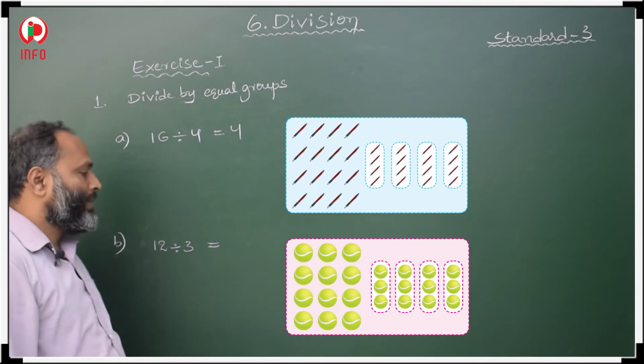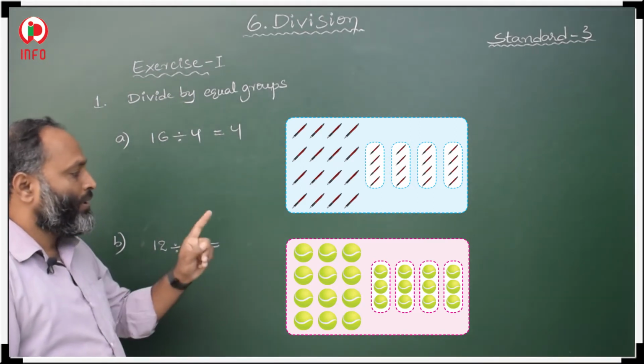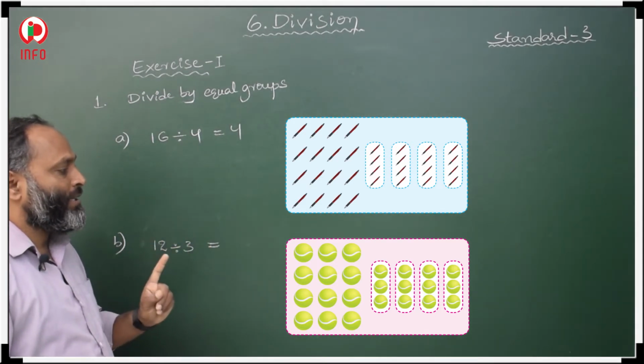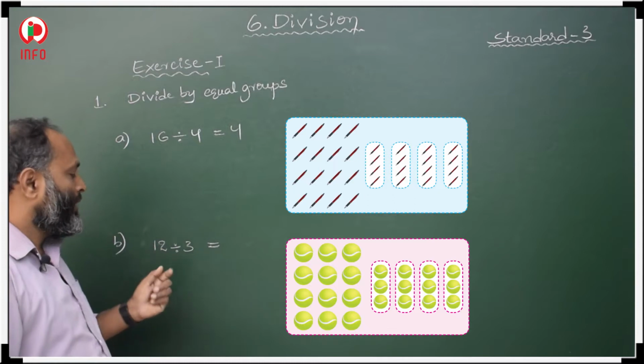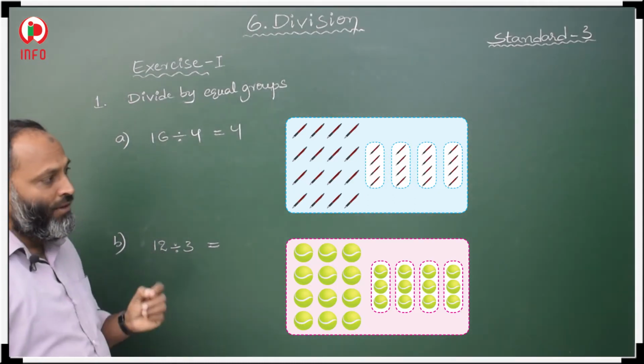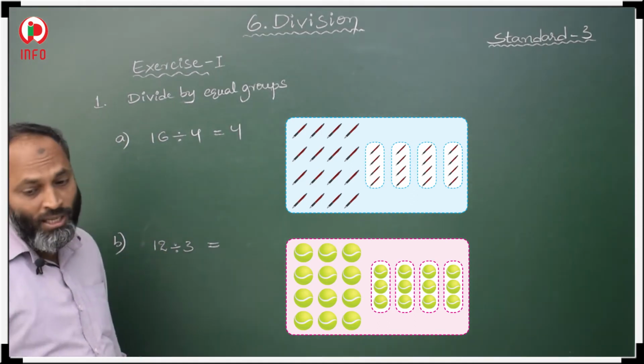Then in the next, some balls were given. First you count how many balls were there: 1, 2, 3, 4, 5, 6, 7, 8, 9, 10, 11, 12. Total 12 balls were there. 12 divided by 3. 3 means we have to take 3 balls in one group.